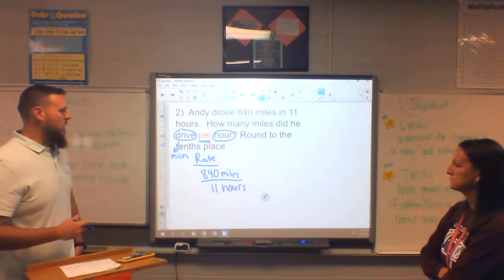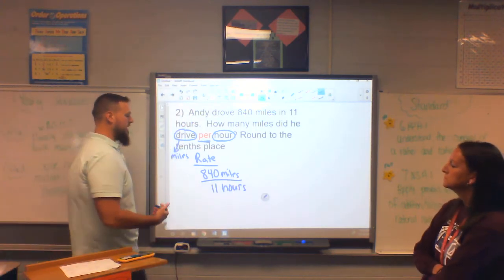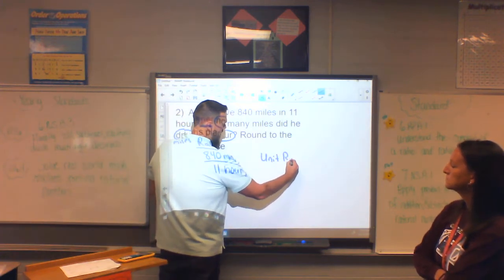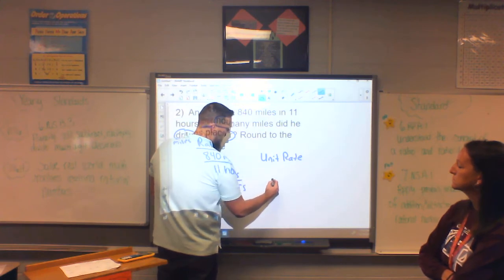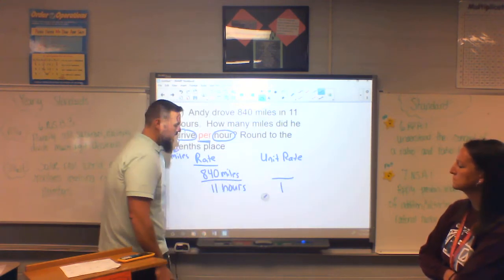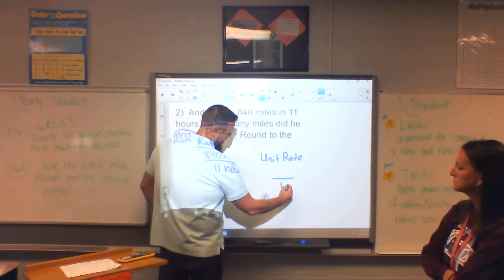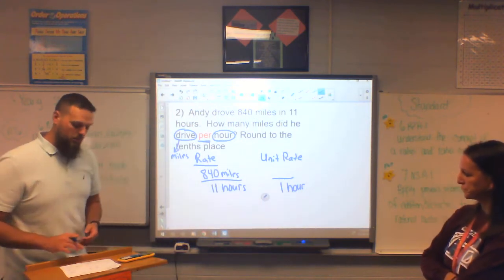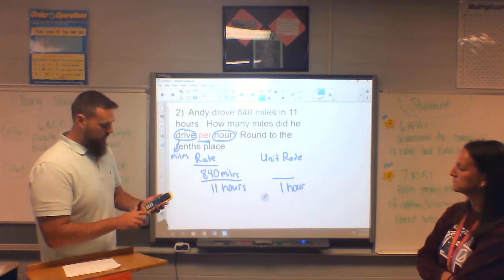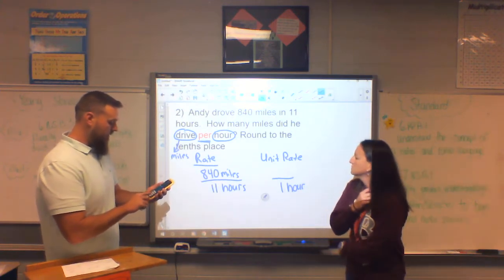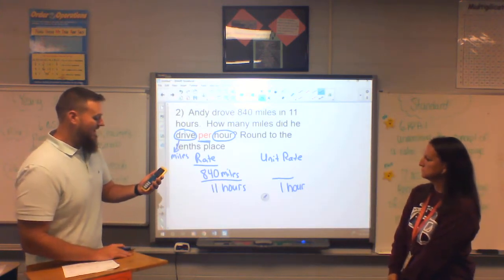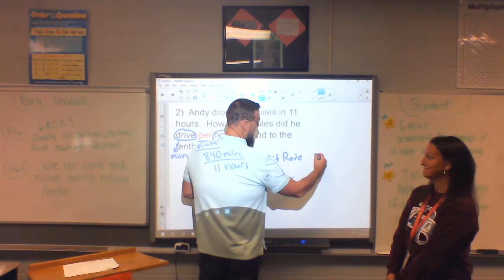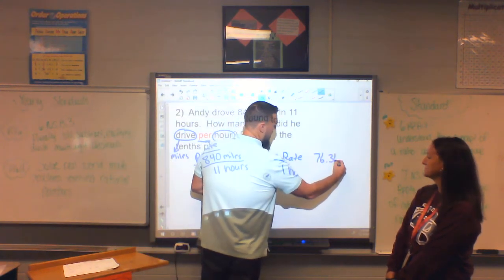So if I want to know how much am I going to drive each hour so I can keep up with it, we need to find a unit rate, because like I said a second ago, a unit rate is always over 1. And in this case, it's 1 hour. So to figure out how far I'm driving each hour that I'm on the road, simply divide your rate. So 840 divided by 11 is 76.36363636. So here's what I've got.